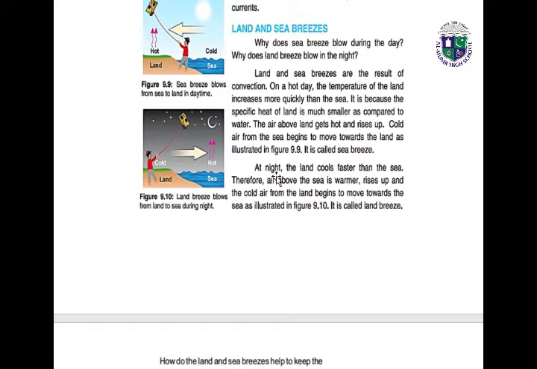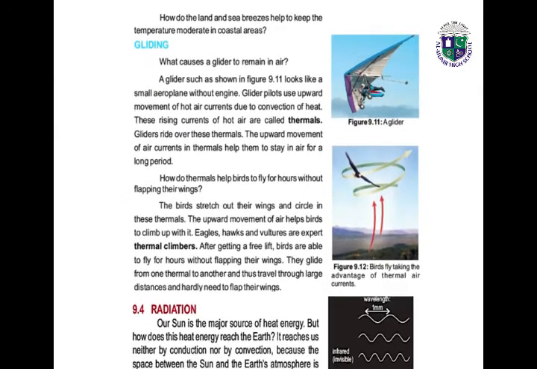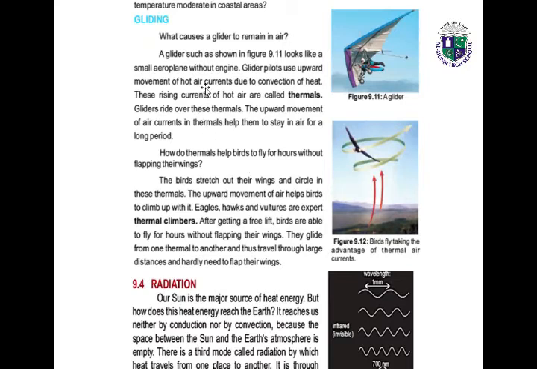At night, it is opposite to the sea breeze. The land cools faster than the sea. So air above the sea is warmer and rises up, and cold air from the land begins to move towards the sea. It is called the land breeze. Here we have the applications of land and sea breeze, or convection.